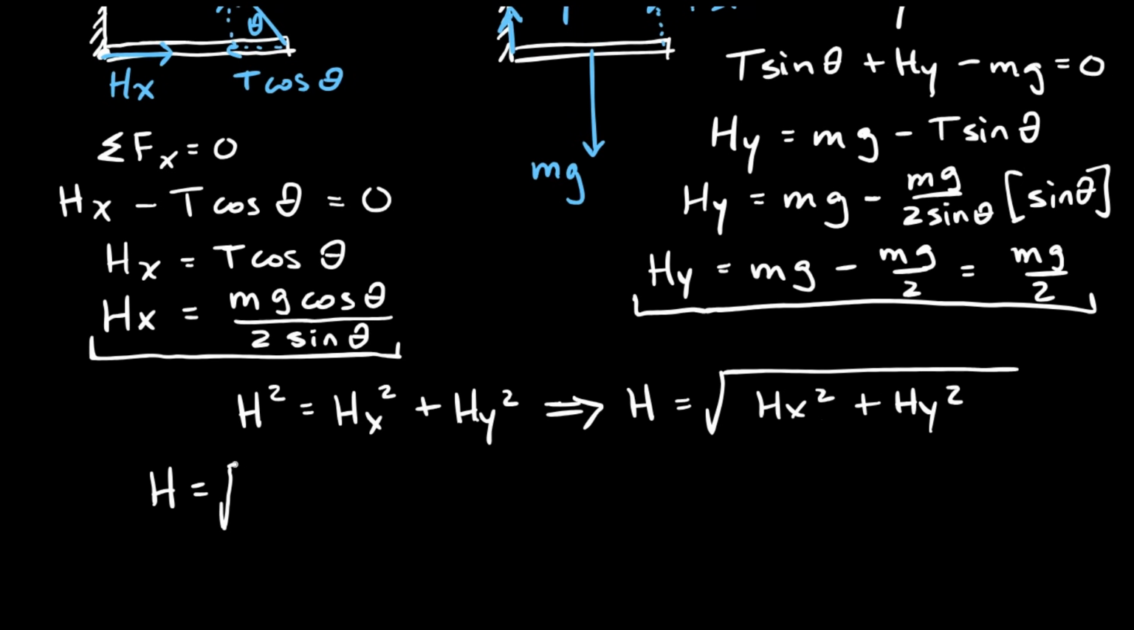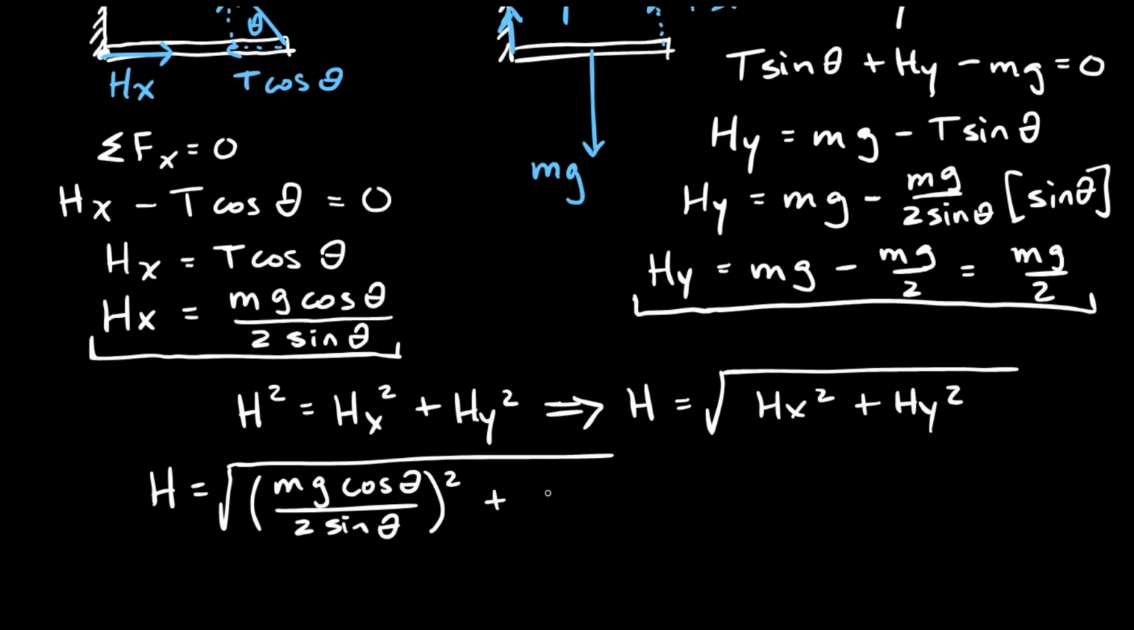Substituting our Hx and Hy, we get that the magnitude of the hinge force is equal to the square root of mg cosine theta divided by 2 sine theta, all of that squared, plus mg over 2, and all of that is squared.